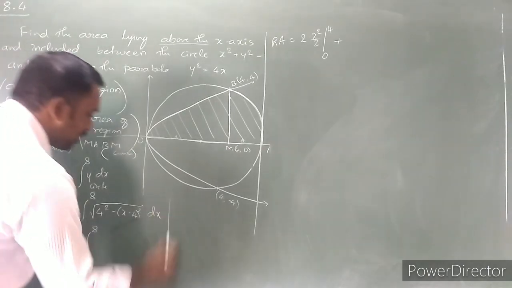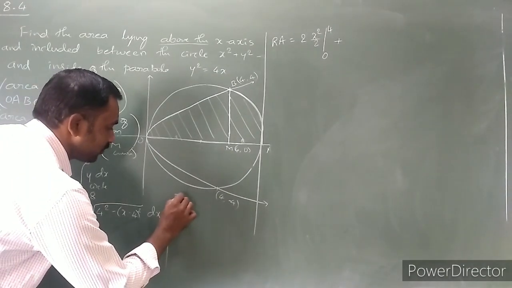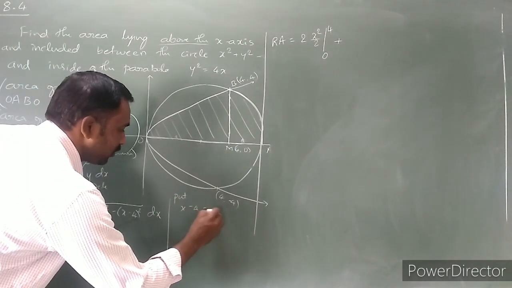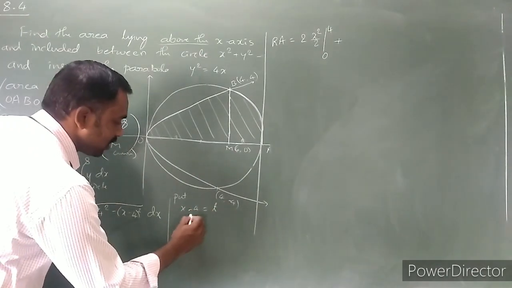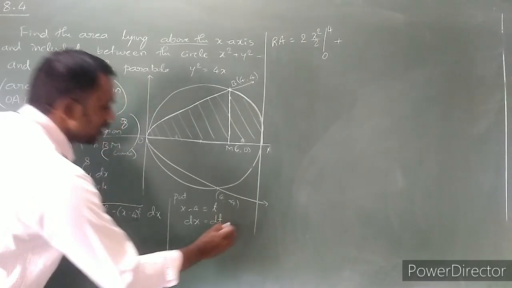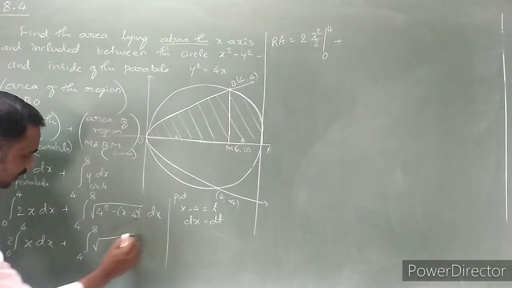Here let me write, alteration we have to do. It is not in the standard form. So I just do that. Put x minus 4 is equal to t. Differentiate: dx is equal to dt. Okay, in this manner. If I substitute this one, what will we get?